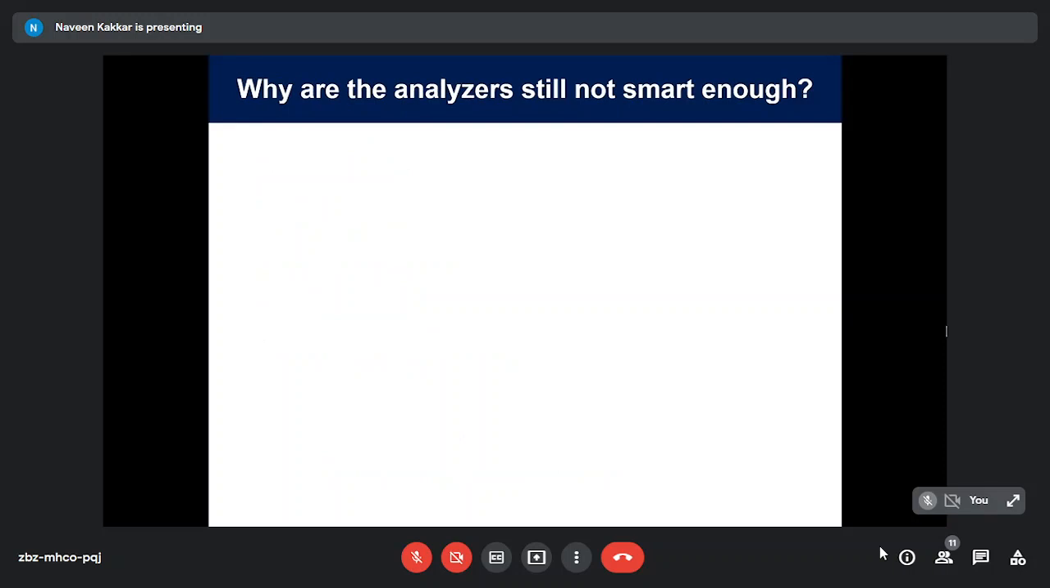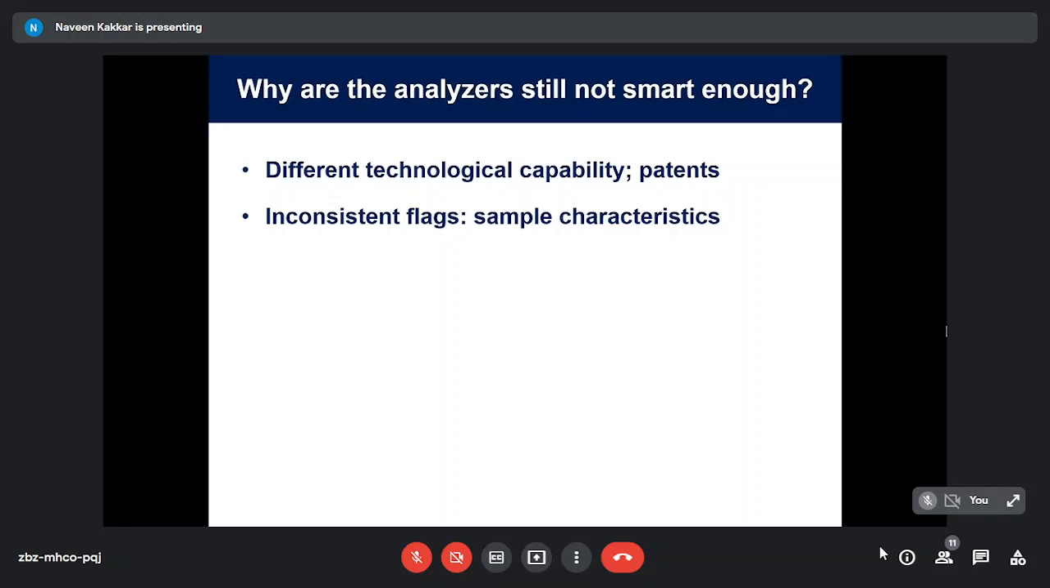A lot of people feel, analyzers now cost 40-50 lakh plus, some of them, the new ones. Why are they still not smart enough to give us the artifact as a flag or pick it up early? Now remember, there are different technological capabilities of instruments, and they are patented technologies. So the Advia works on the basis of myeloperoxidase. So its strength is myeloperoxidase based differential on the WBC. Another counter will have a shortcoming in this area: inconsistent flags or sample characteristics. The same sample run in 3 different machines with a problem, maybe giant platelets, all of them may not generate the flags. Depends on the threshold set and the instrument characteristics.